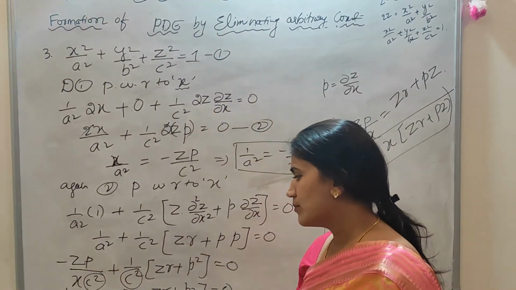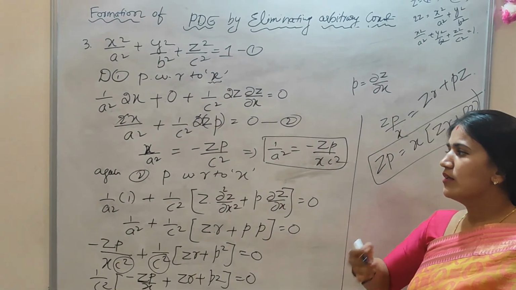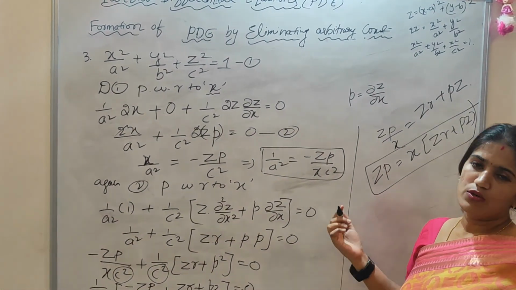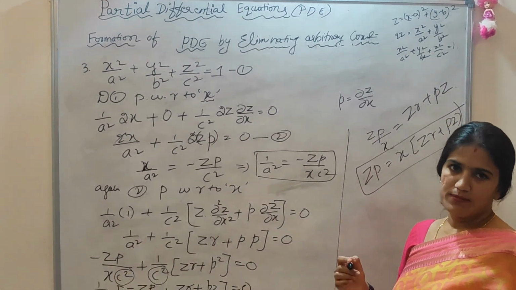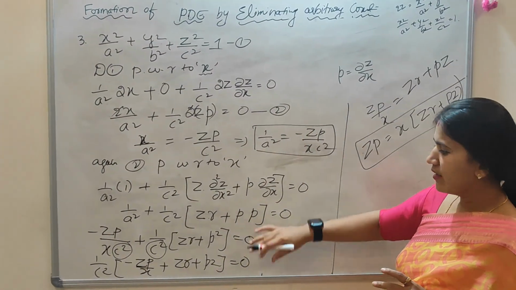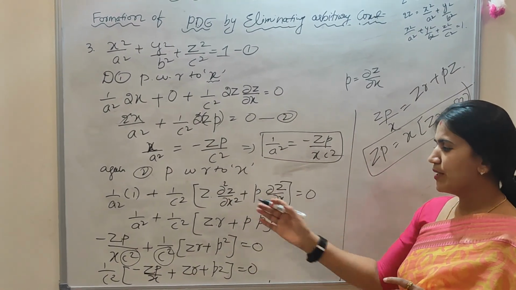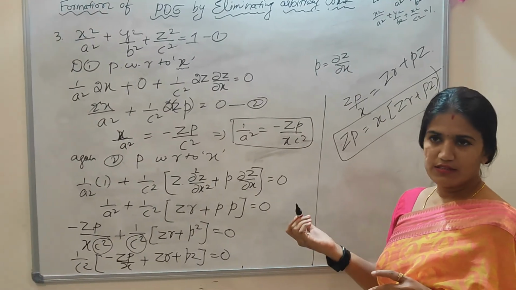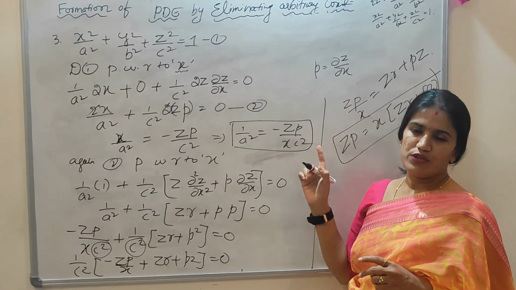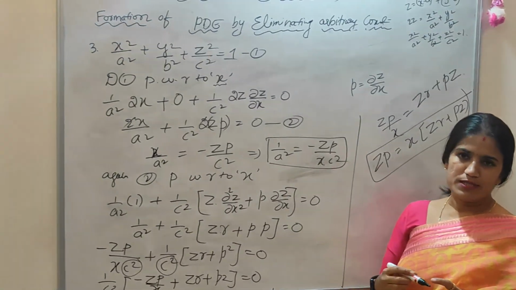In case it is not possible to terminate in this step, we have to come to the next derivatives, dou z by dou y and dou square z by dou y square, and just by comparing we have to terminate the arbitrary constants. This is the way of solving formation of PDE by eliminating arbitrary constants.